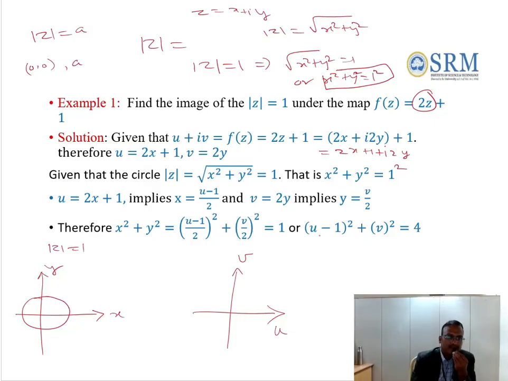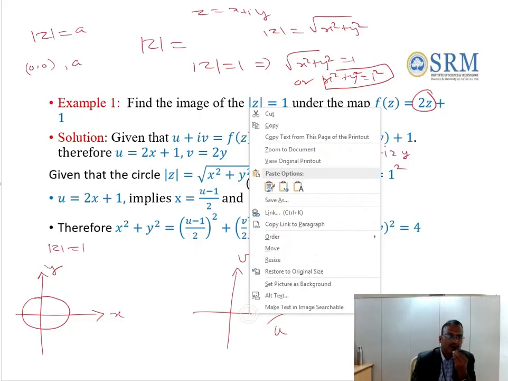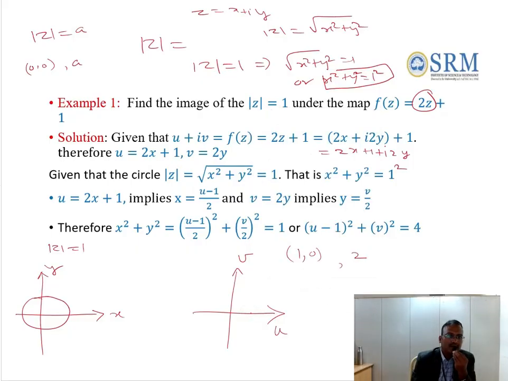So what does it say? It says it is a circle with the center (1, 0) and radius 2. So circle with the center (1, 0). This point is (1, 0), right? And having the radius 2. Therefore, we'll have the circle with the center (1, 0) and radius 2, like this.